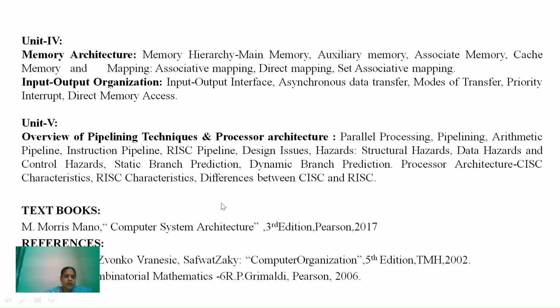Next, coming to our textbooks, we have a prescribed textbook, which is a very good book, Computer System Architecture by Morris Mano, third edition. Coming to reference books, we have Computer Organization by Carl Hamacher, 5th edition. And for mathematical concepts, the arithmetic part, you can refer to Discrete and Combinatorial Mathematics by Grimaldi. So this is about the books.